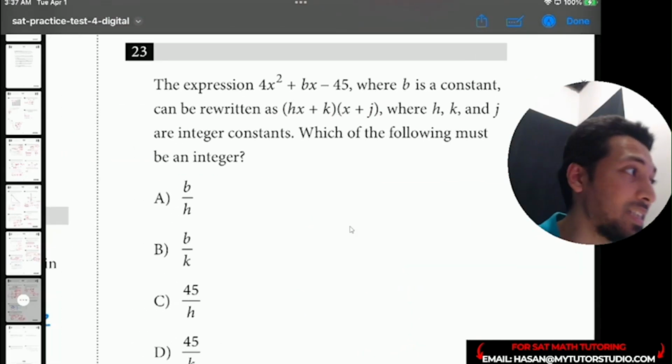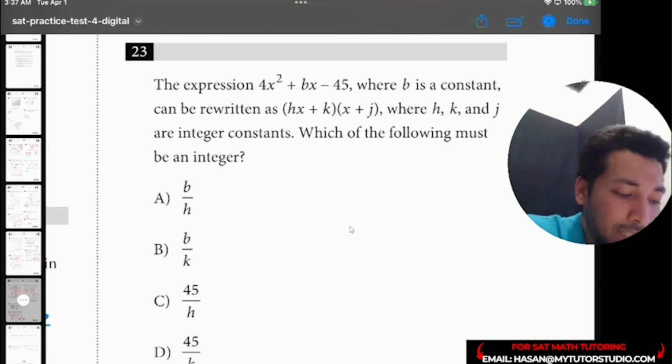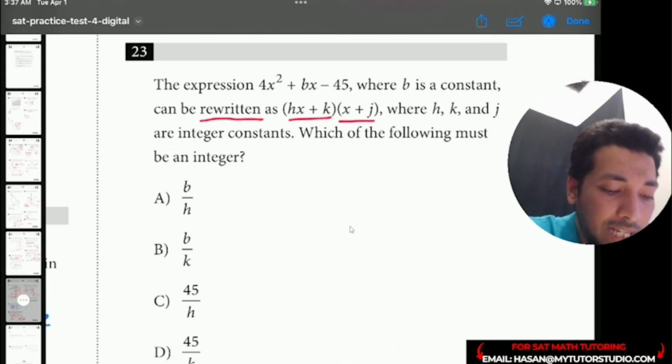The expression x squared plus bx minus 45, where b is a constant, can be rewritten as hx plus k times x plus j, where h, k, and j are integer constants.